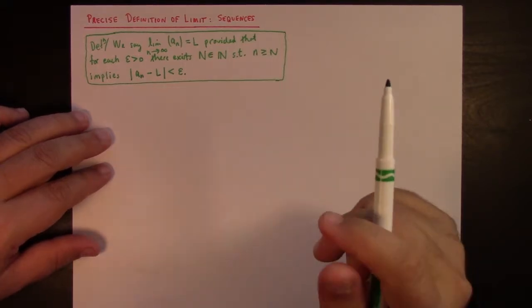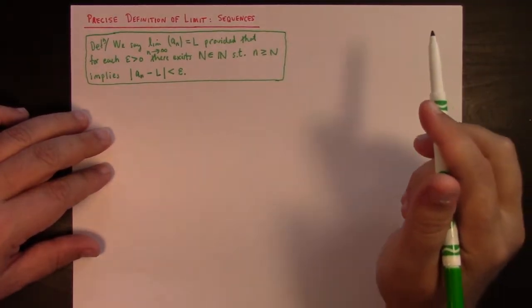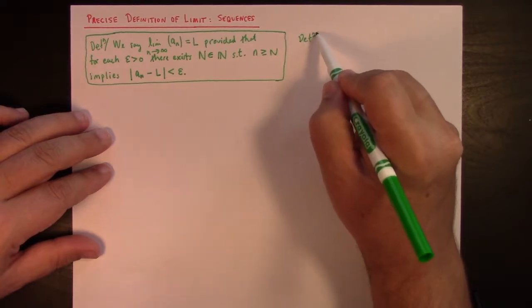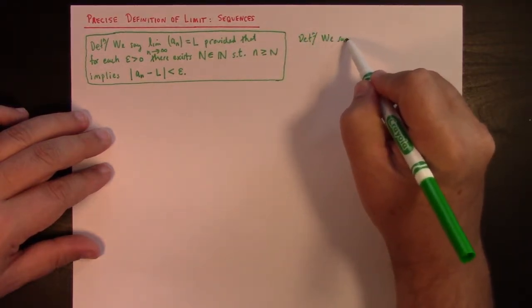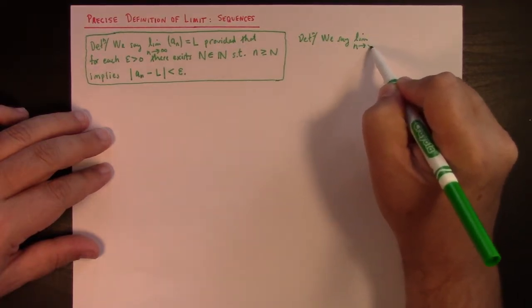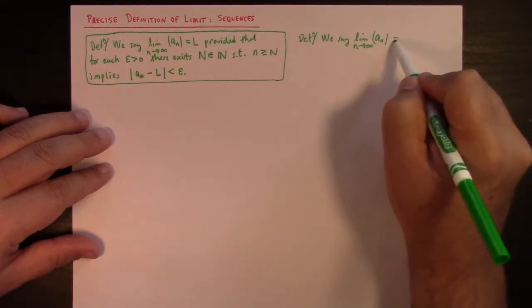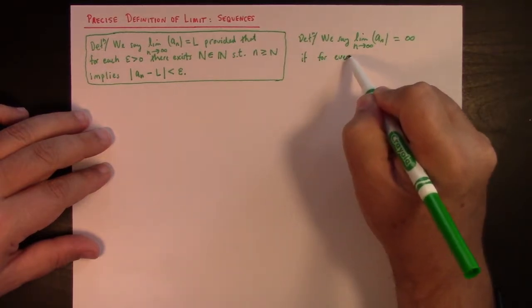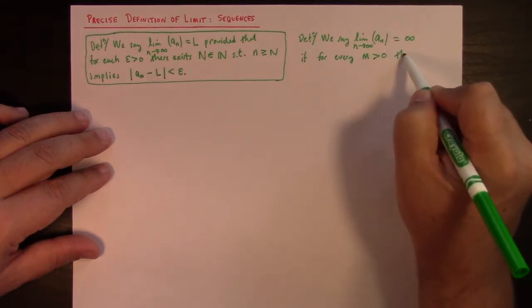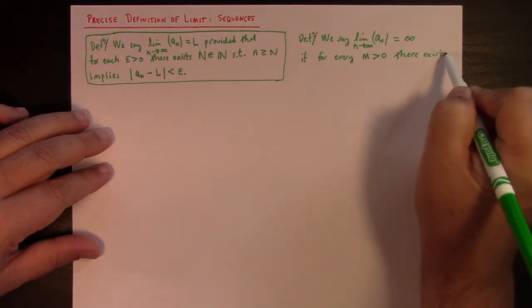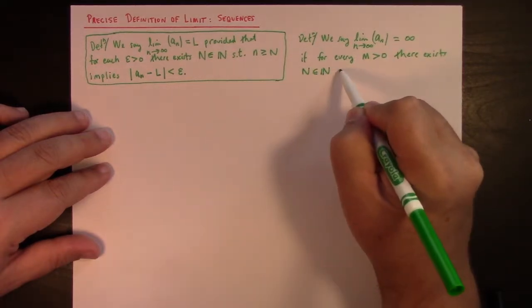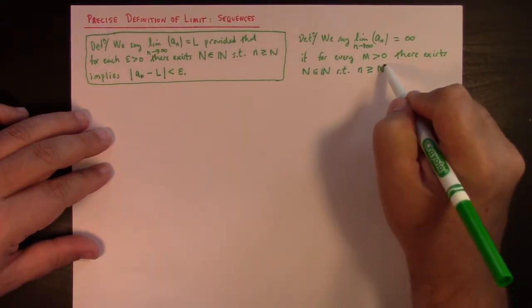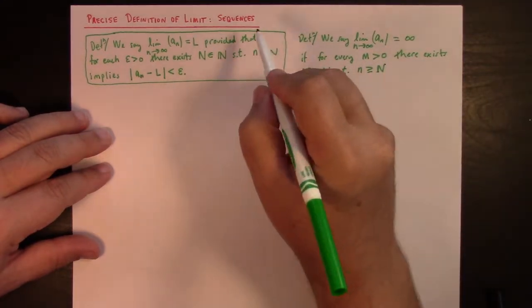Now, there's also a definition for a limit that goes to infinity. In contrast, we say the limit as n goes to infinity of a sub n equals infinity if for every M greater than 0 there exists an N in the natural numbers such that n greater than or equal to big N. Let me put some feet on my big N so you can tell the difference.